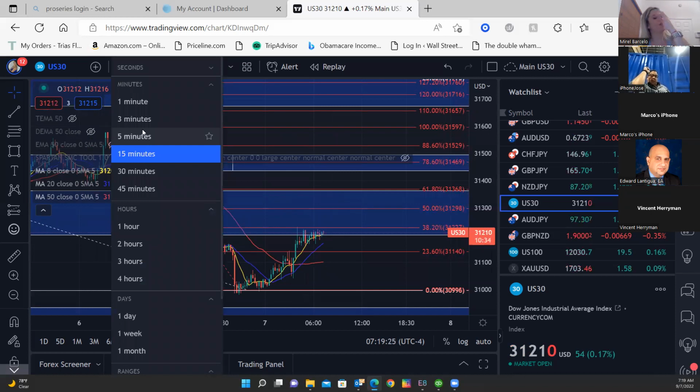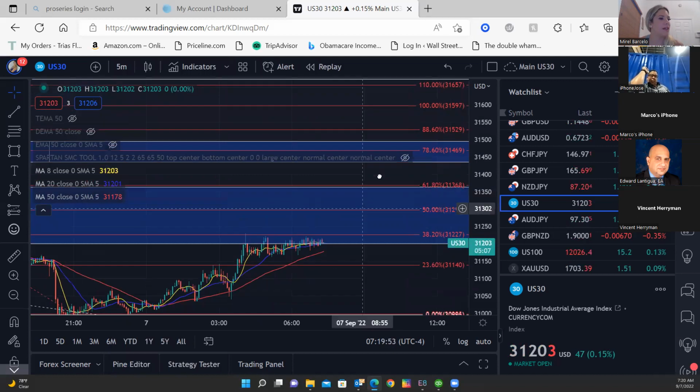Then with US30, to be honest, I only take trades from the 5 minutes or the 3 minutes. Obviously, the higher time frames need to indicate the same, but since it moves so fast, I only take trades out of the 3 and out of the 5 minutes. A lot of people say, "Oh, take trades out of the 15." I don't like it personally.